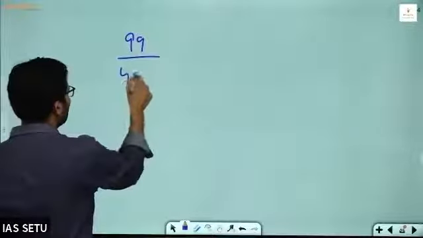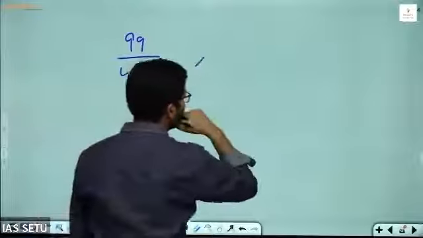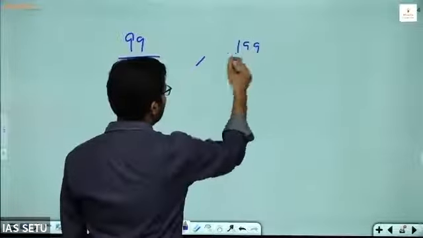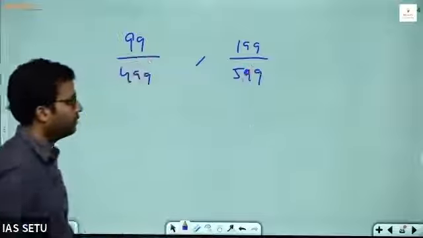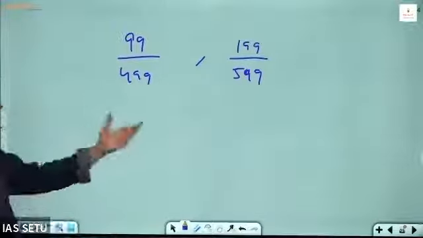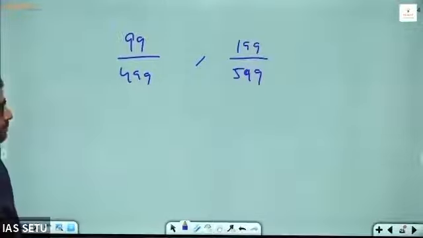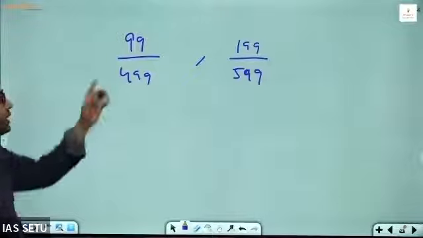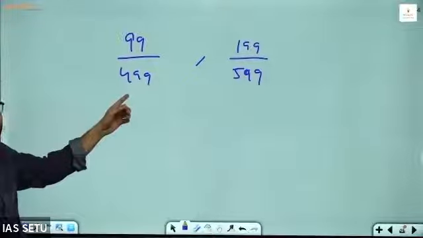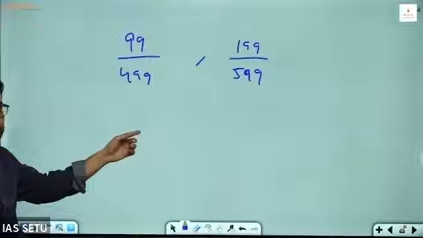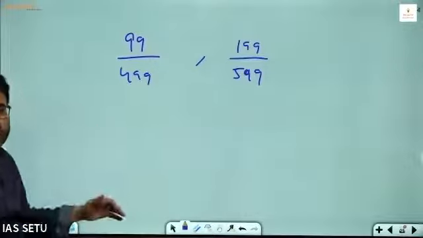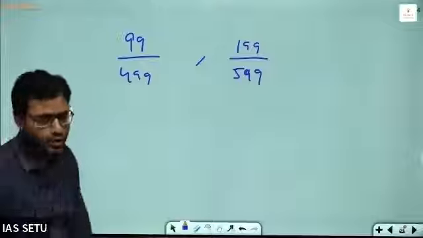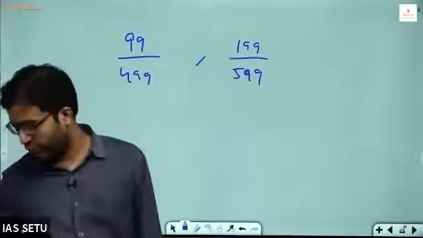Like I ask you, 99 upon 499, for example, 199 upon 599. So we have to see which one is larger. You can take approximately 100, approximately 500, which becomes 1 by 5, which is 20%. Percentage you can use. First use approximation, then percentage or decimal. Cross multiplication is wastage of time in this type of question.